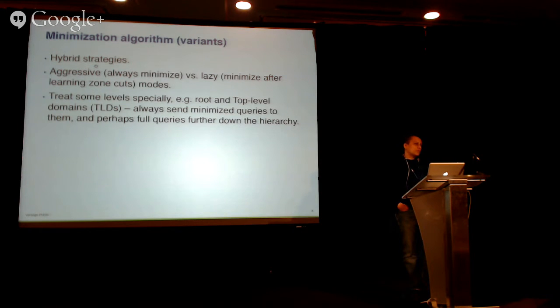You could also imagine treating levels of the DNS hierarchy differently, especially, for example, the root and the TLDs, which are known to be mostly single-label delegation centric. You could issue minimized queries there, and maybe further down the chain, you may suppose that it's a zone without too many delegations underneath it, and then you optimally issue the full query name there.